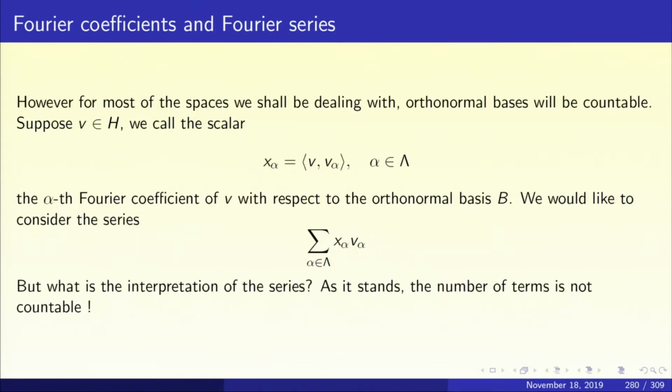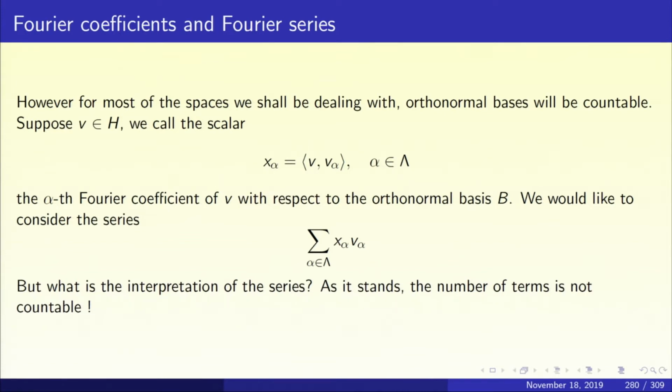Okay, so now if you are given a basis V alpha and V is a vector in H, you take the inner product of V and V alpha and you get the scalar x alpha. The scalar x alpha is called the alphath Fourier coefficient of the vector V with respect to the given orthonormal basis B. Now we would like to consider the series summation x alpha V alpha, alpha belongs to lambda.